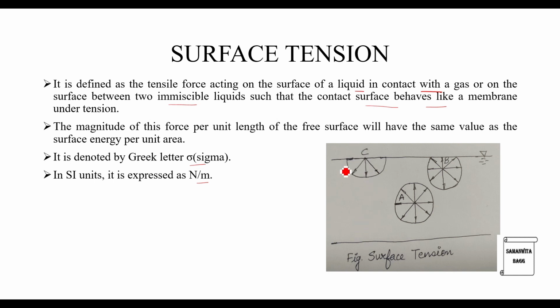So all the molecules like this molecule C at the top surface will form a stretched membrane, and this membrane is nothing but the phenomenon of surface tension because this molecule is completely under the effect of tensile forces. It is in tension. So that's the basic concept of surface tension, and it is like a stretched membrane at the top.